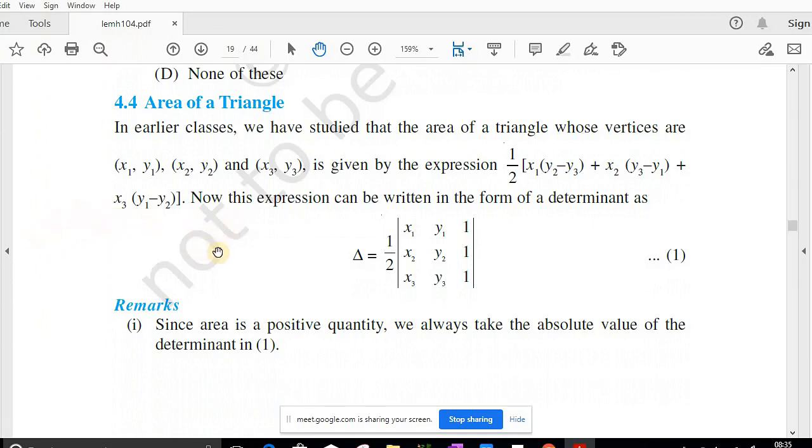So with the definition of determinant done, we are coming to the area of triangle. Okay, area of triangle, what does that mean? You know area of triangle, right? Area of triangle is the area enclosed inside a triangle. In an earlier class we have studied the area of a triangle with vertices x1 y1, x2 y2, x3 y3. So what are they? Vertices. Vertices means these are points, coordinate points on a Cartesian plane. Okay, they are something like this.